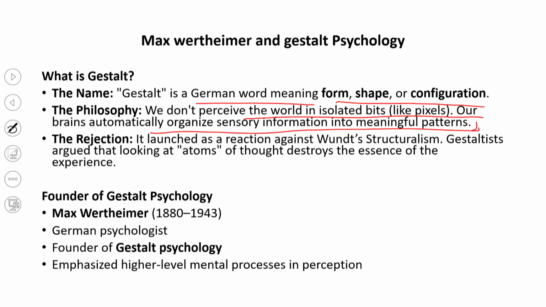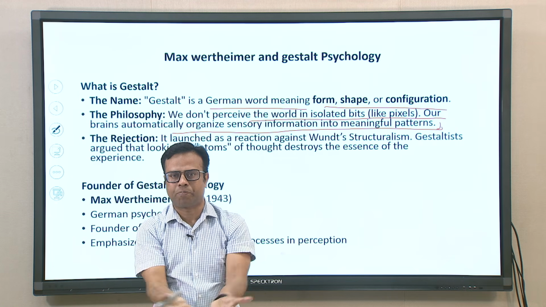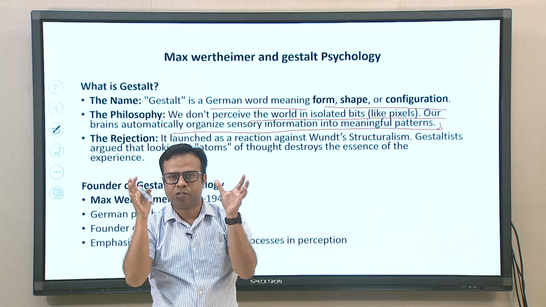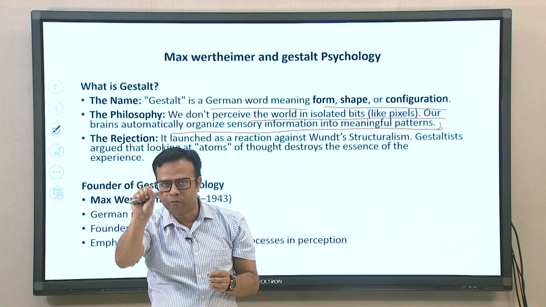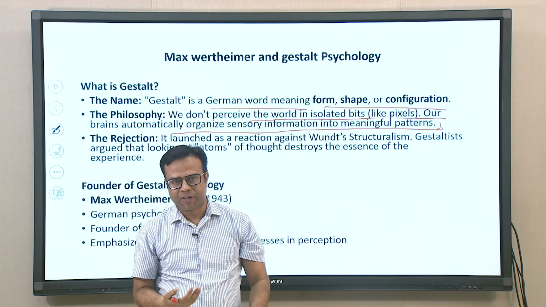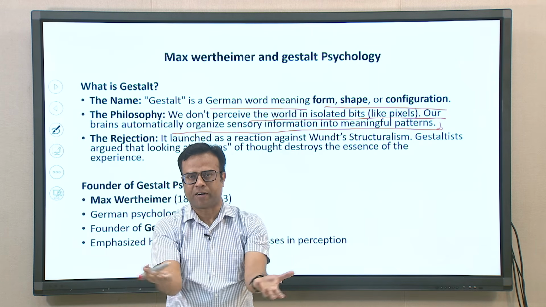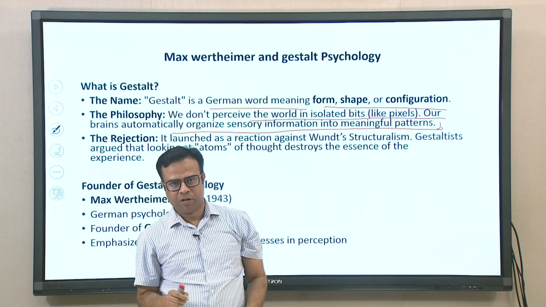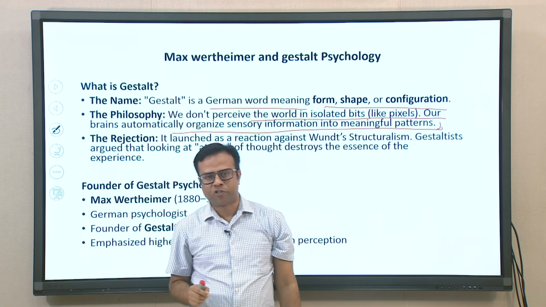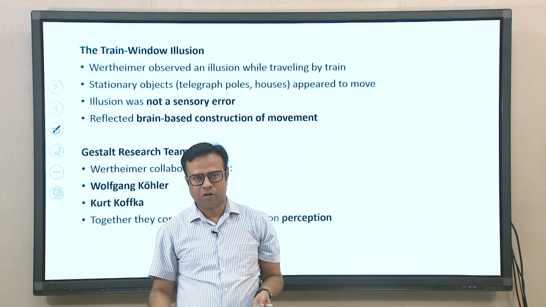So, according to Gestalt psychology, our brain automatically looks at things in the larger perspective. It does not look at small components; it sees the overall pattern that emerges. So, perception is more holistic than looking at small things. It rejected Wundt's structuralist concept and argued that the essence of experience is in the holistic patterns, not in the components of it. Wertheimer is a German psychologist. He founded the school of thought and emphasized higher-level mental processing and so on.